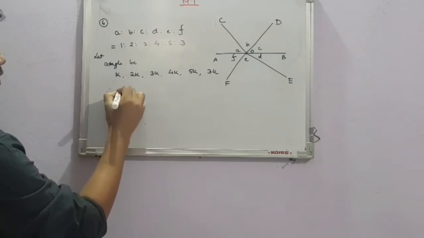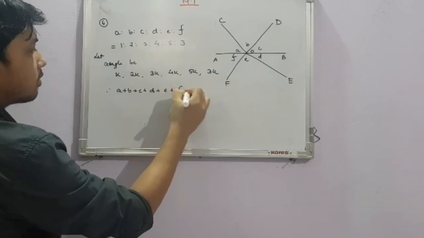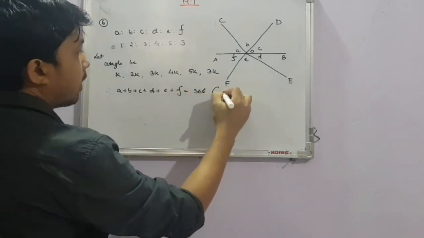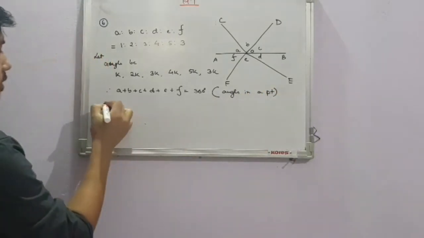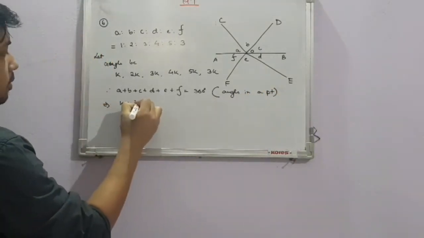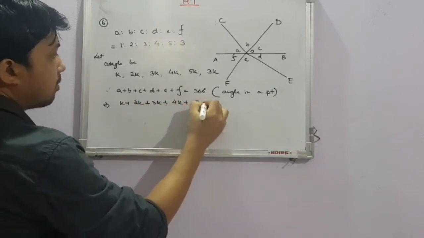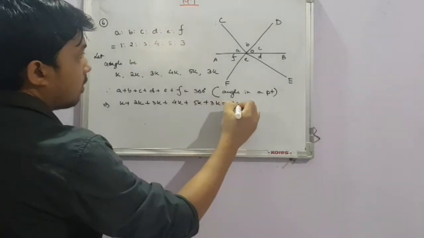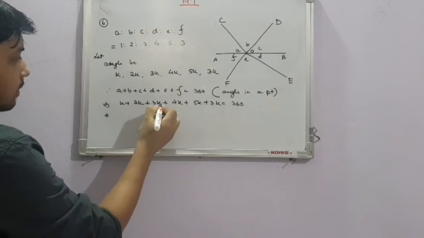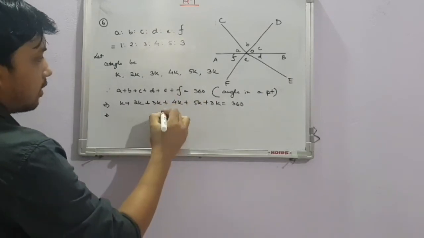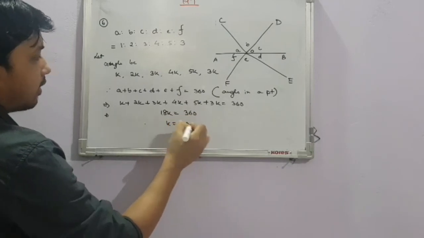So now what is their sum? A plus B plus C plus D plus E plus F. Sum of the angles at a point, 360. So you have K plus 2K plus 3K plus 4K plus 5K plus 3K equal to 360. Avoid writing degrees for now. So this will be 3K, 6K, 10K, 15K, 18K. So 18K is 360. That will give you K is equal to 20.